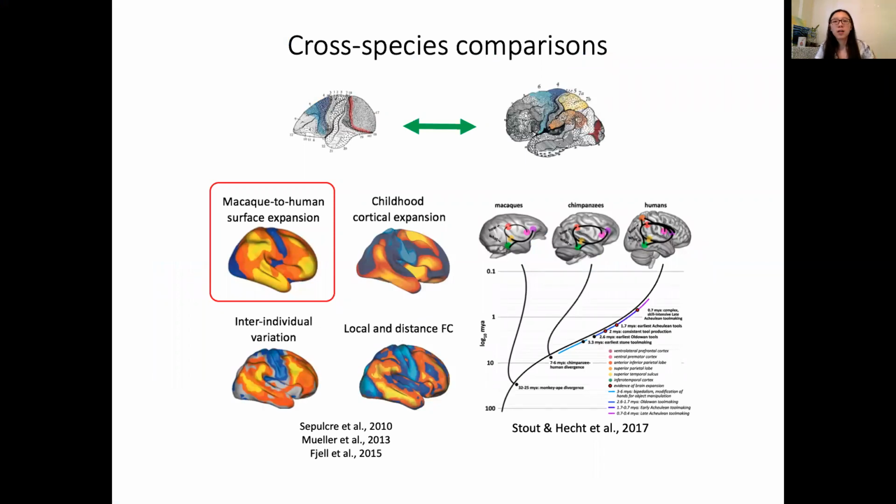The cross-species comparison is very important for understanding the human brain organization and the brain evolution. For example, previous studies have shown that evolutionary cortical expansion from macaque to human has a very similar pattern compared to the childhood cortical expansion. It also has a very similar pattern with the inter-individual variation and long-distance connectivity distribution in humans. In response, it is essential to establish the alignment between species for such comparison. And this can also facilitate the translational efforts in animal models.